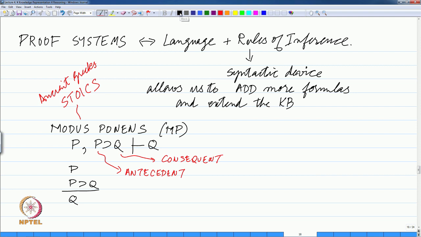So, let us look at a couple of more rules of inference. There is another rule called modus tollens, which can be written as: if you have not q and p implies q, then you can infer not p.